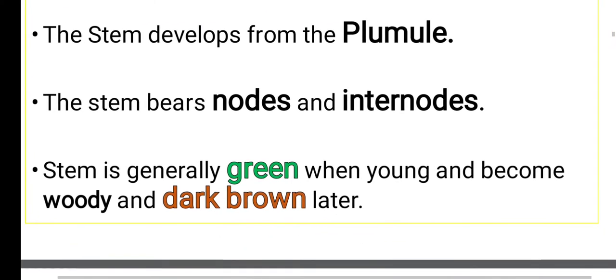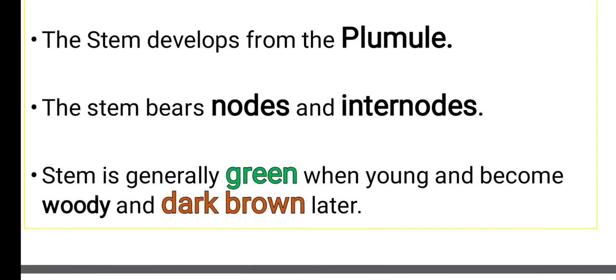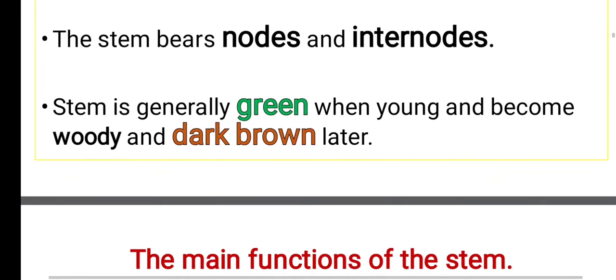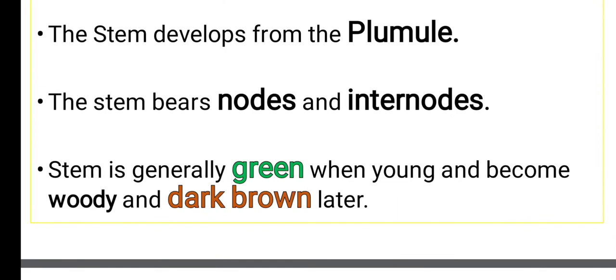Next thing is, in the stem, we also can see nodes and internodes. Throughout the body of the stem, we find nodes, and the length in between each and every successive node or consecutive nodes is termed as internode. So the stem bears nodes and internodes. The third one is, stem is generally green when young and becomes woody and dark brown later.